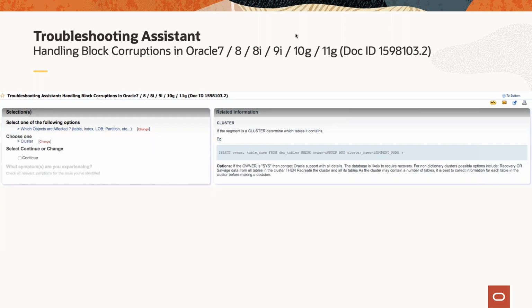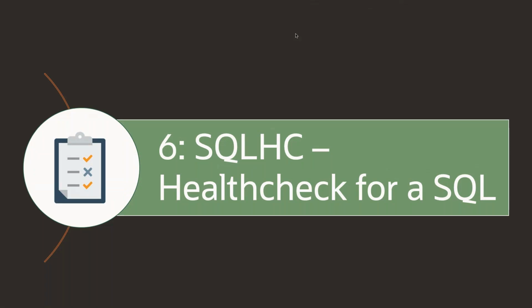And once you find the cluster that is affected, it will tell you run this command to find out what the owner is. If the owner is sys, then contact Oracle support. You most likely will require recovery. Otherwise, you can do other things. So it's really good to use all of this automation. And these are assistants that are built into My Oracle Support, where you can enter questions and you can get answers and you can execute things.